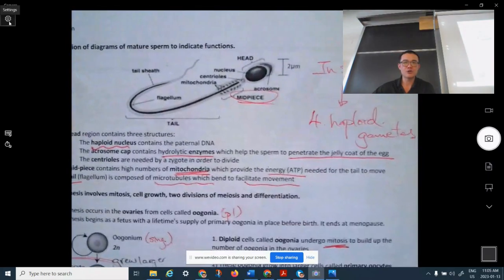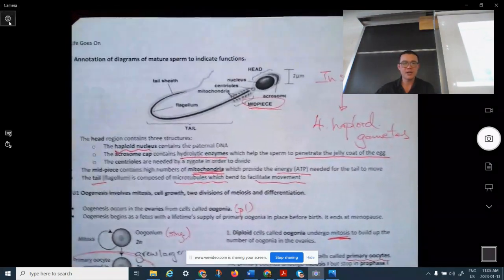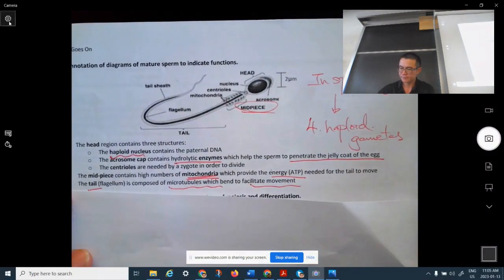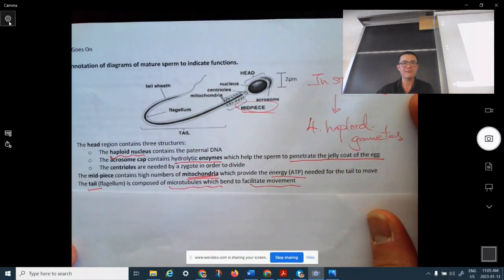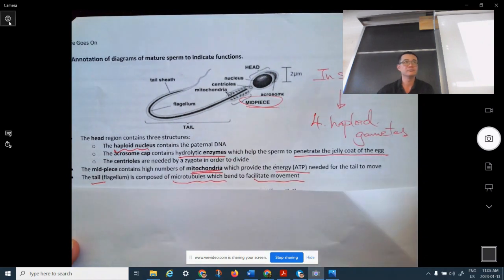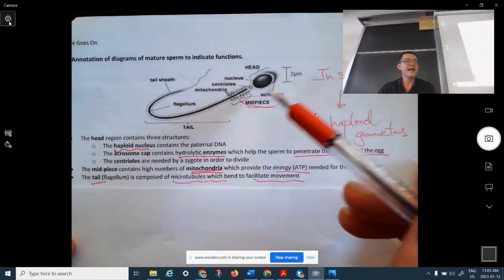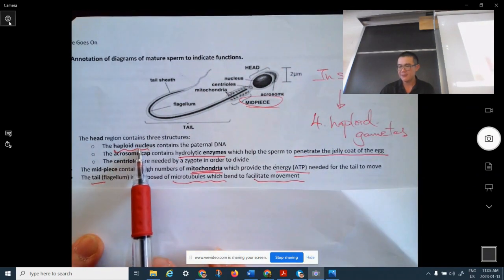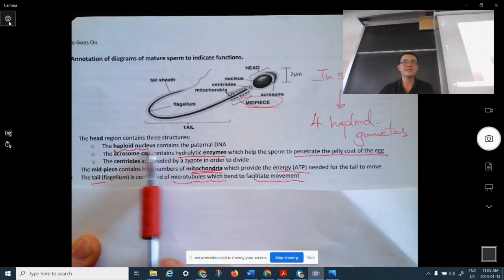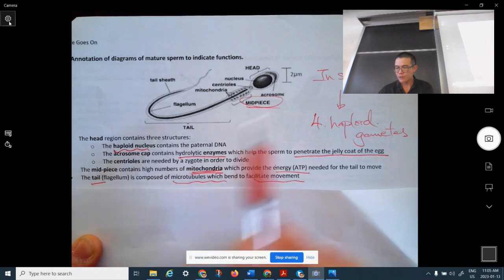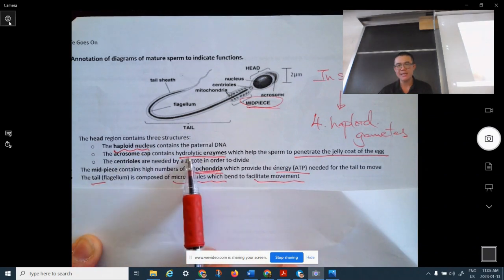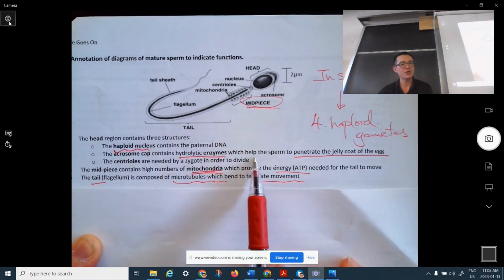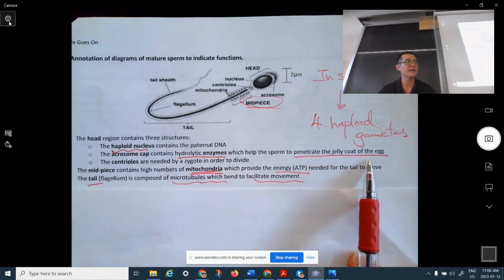So a few things. The structure of sperm. You have a head, you have a mid-piece, you have a tail. The sperm cell is probably the most recognizable human cell because of the tail. Now, the head contains a number of things. The haploid nucleus contains the dad's DNA. You have the acrosome cap. This is important. The acrosome cap contains hydrolytic enzymes which help the sperm penetrate the jelly coat of an egg.